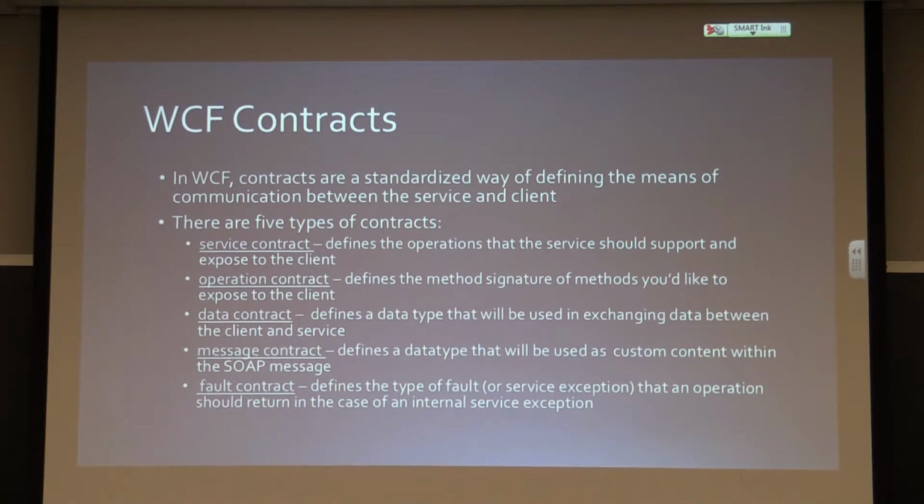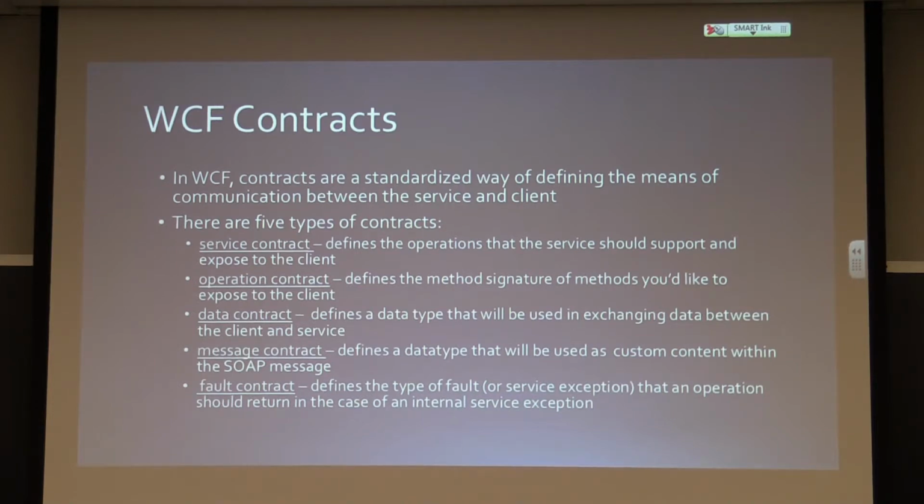There are 5 different types of contracts. There's your service contract, which defines the operations that the service should support and expose to the client. It's sort of an umbrella, I guess. Inside there, you have your operation contracts, which define the method signatures of any of the methods that you want to expose to the client. These are accessible to anybody who is capable of using your service.